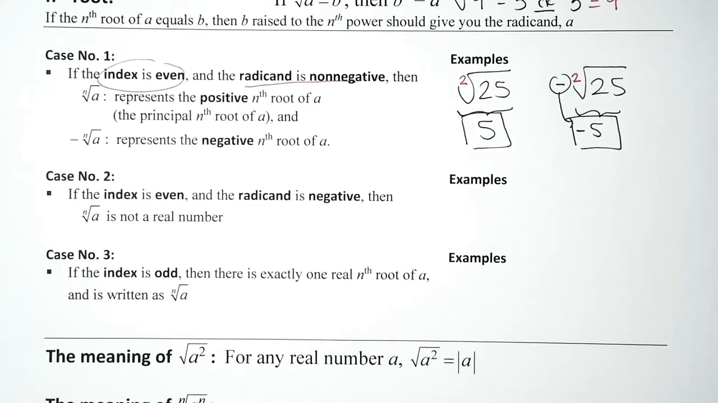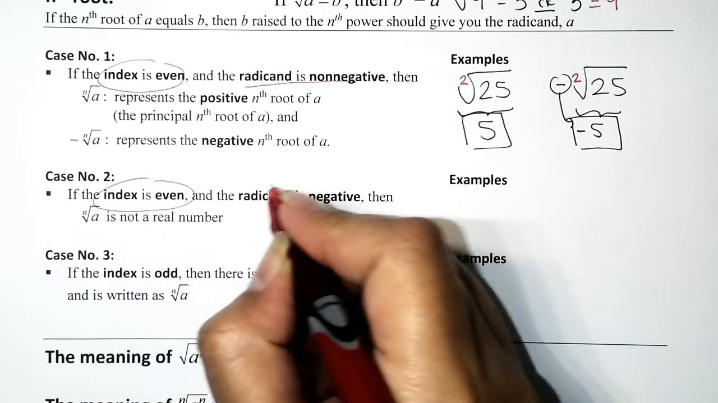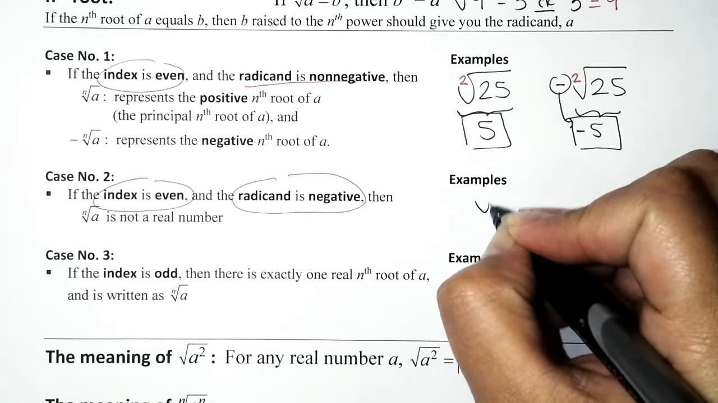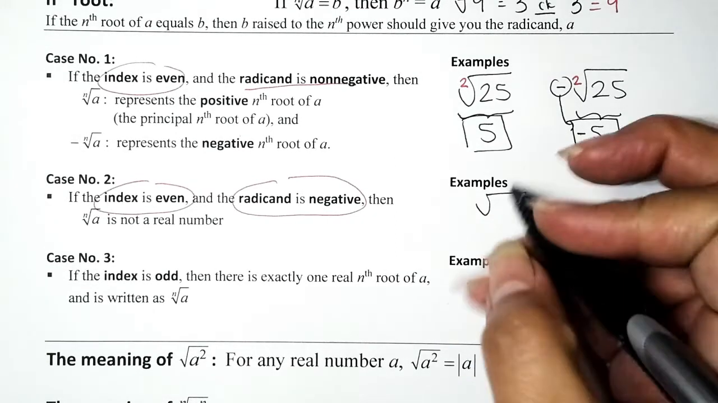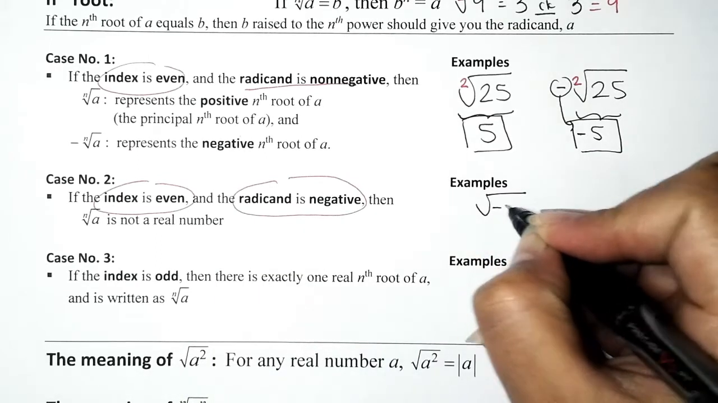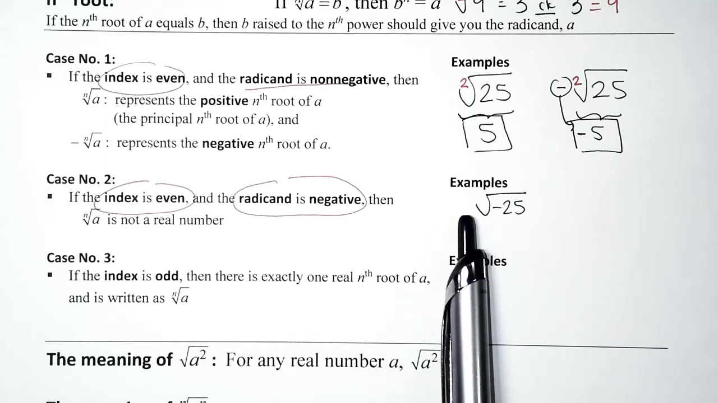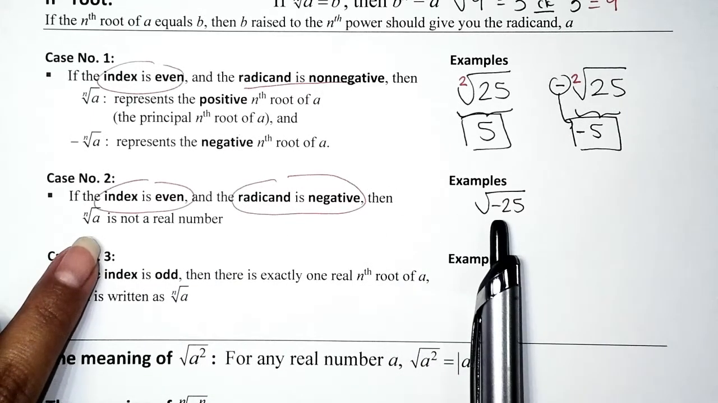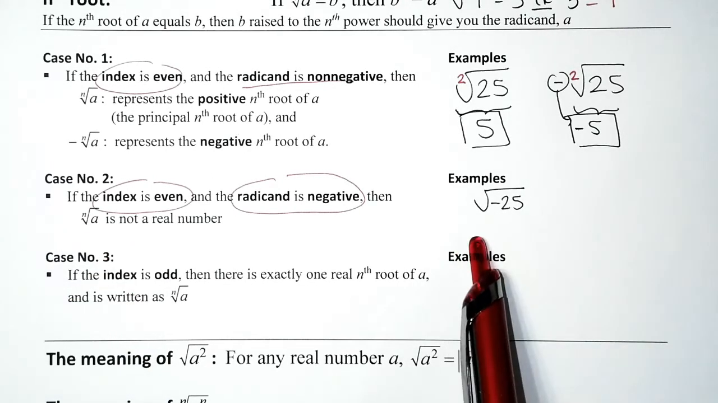Case 2: if we have an even index and the radicand is negative. I don't want to make this spicier than needed, so I'll just stick with square roots. I'll leave the index blank so we know it is 2, and the radicand is negative, so I'll just say negative 25. What is going on? If we have an even index and a negative radicand, then the nth root of a, or our problem, does not represent a real number. So we have the square root of negative 25.